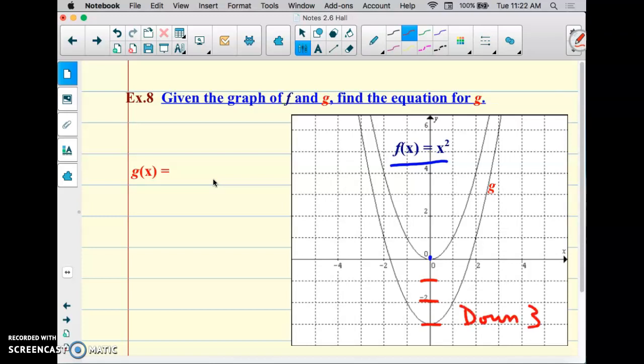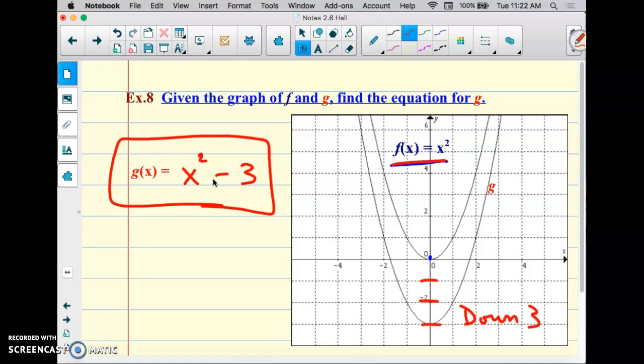So that's a shift down 3 to the function f of x equals x squared. So now we have a new function, g of x, with a shift down 3. All that is g of x equals x squared, and I know that if I subtract 3, that represents a shift down 3. Simple as that. But you do have to know what the graph of f of x equals x squared looks like. Again, minus 3 to the entire function is a shift down 3. If it were inside the parentheses with the x, that would be a horizontal shift left or right.